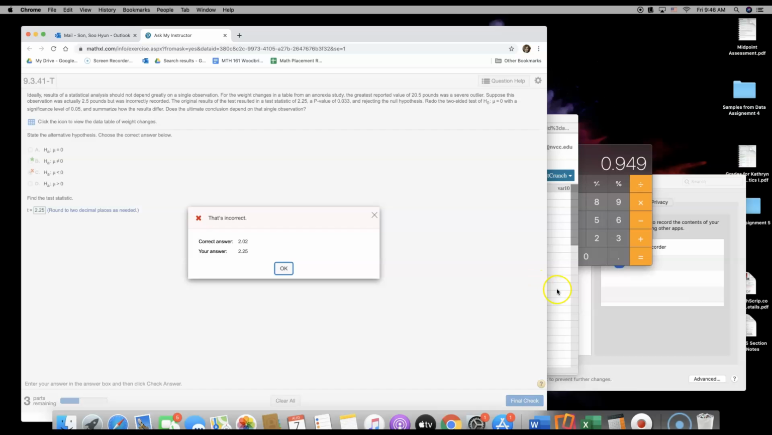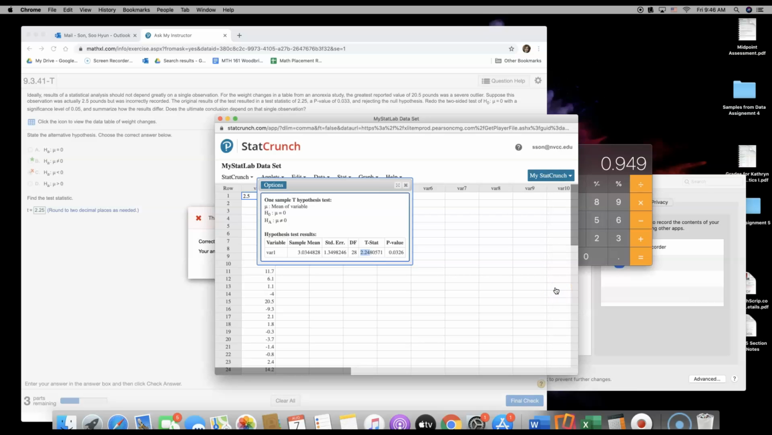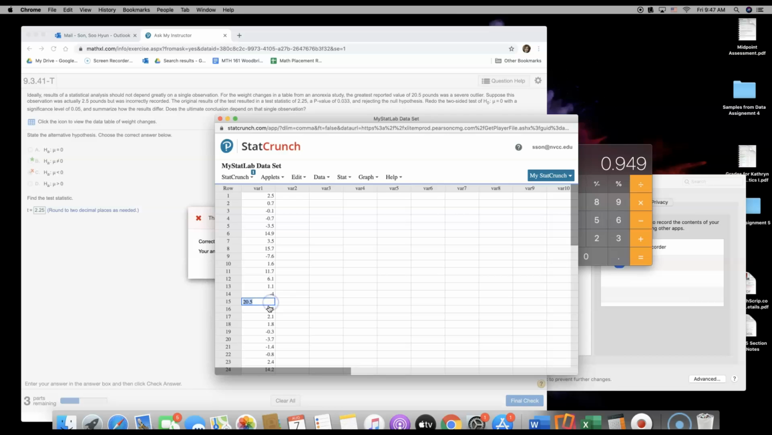Oh no, what happened? Oh, I know what happened, because they did say change that value. I did not change that value. Remember, they said don't use 20.5. They said use what? This was recorded incorrectly. We better change that to 2.5. Oh, that's what it was. I wasn't paying attention there earlier.